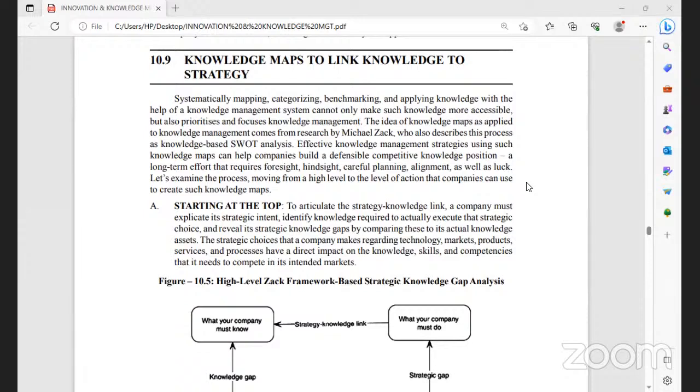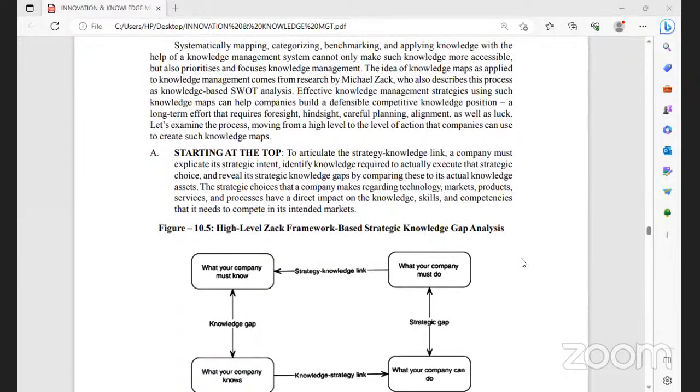Starting at the top, articulate the strategy-knowledge link. A company must make explicit its strategic intent, identifying the knowledge required to actually execute that strategic choice and reveal its strategic knowledge gaps by comparing these to its actual knowledge assets. The strategic choices that a company makes regarding technology, markets, products, services, and processes have a direct impact on the knowledge, skills, and competencies that it needs to compete in its intended markets.